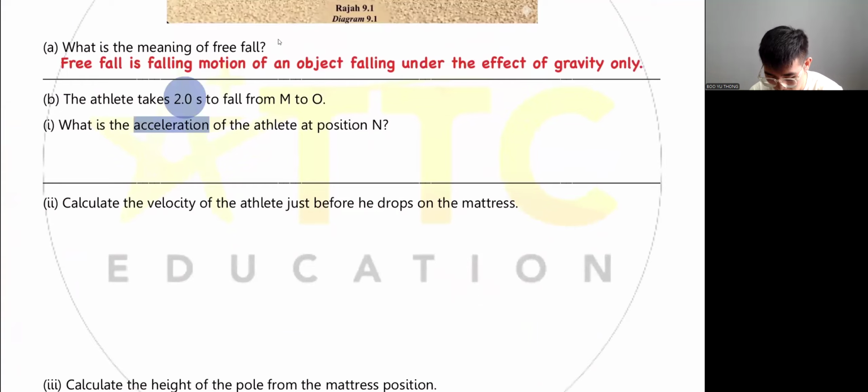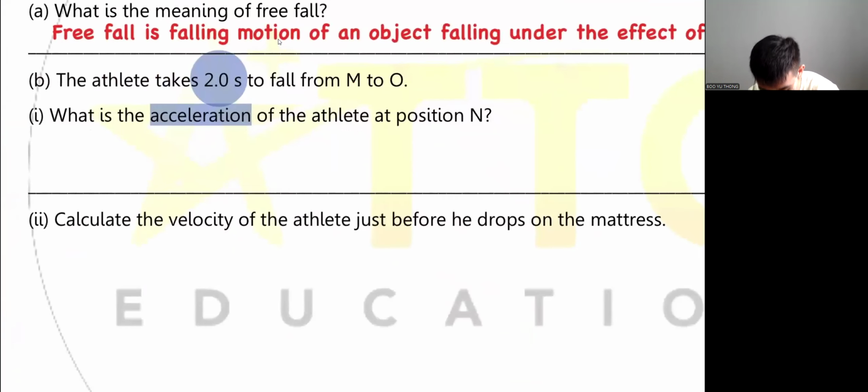When the athlete is falling in mid-air, the acceleration of an object falling in mid-air will be 9.81 meters per second squared. This will be the acceleration of the athlete. Is that clear? Previously we discussed that this gravitational acceleration, 9.81, only occurs when there are no air particles, when there's no air resistance acting on it. But like I said, it's a perfect condition that doesn't happen in real life.